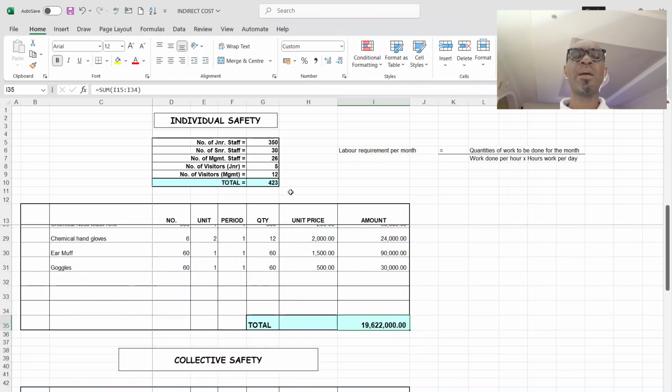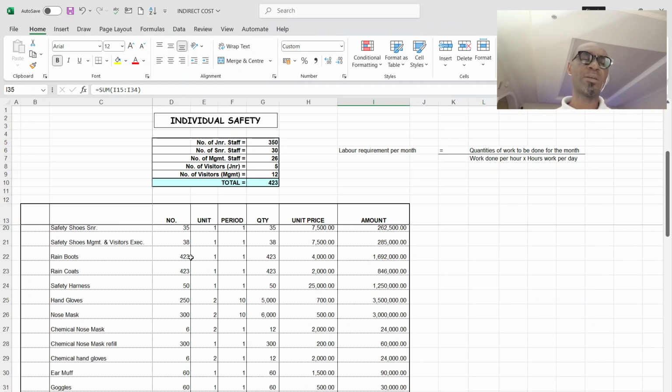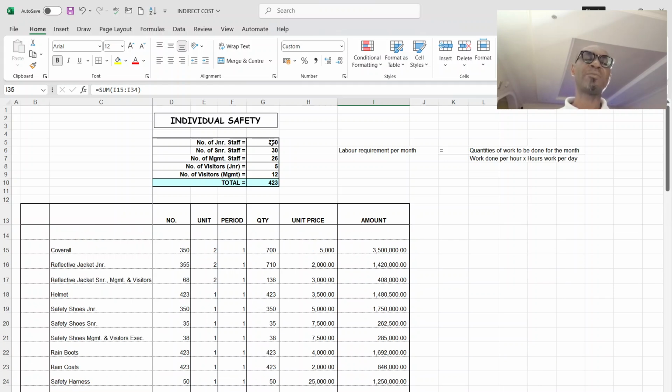Having said this, I will be using a hypothetical figure to illustrate this aspect of the preliminaries, not as if these figures cannot be gotten. For the senior management staff, the indirect staff, we were already able to establish that on our organogram. But for the direct workers, to get the workers that will do the direct works, it has to be from the quantum of work that you are expected to do on the project.